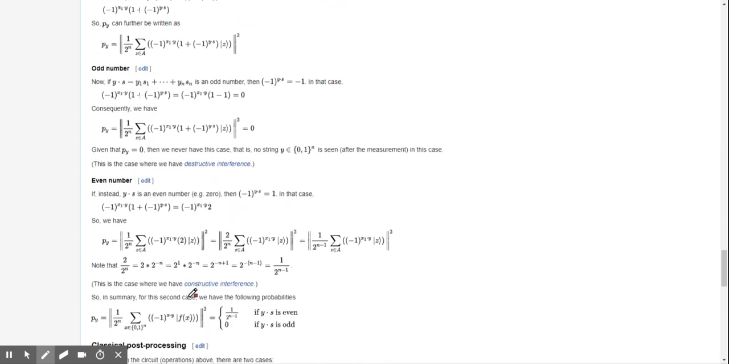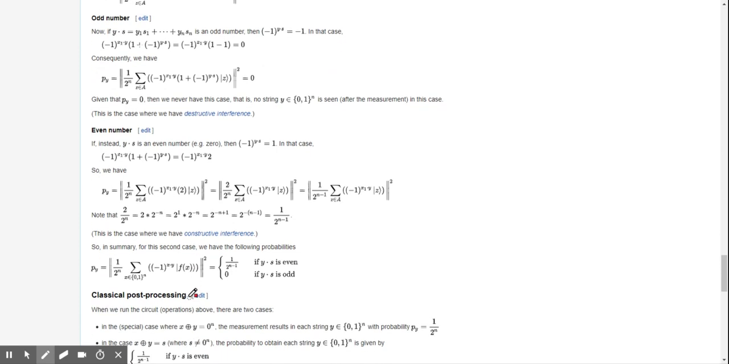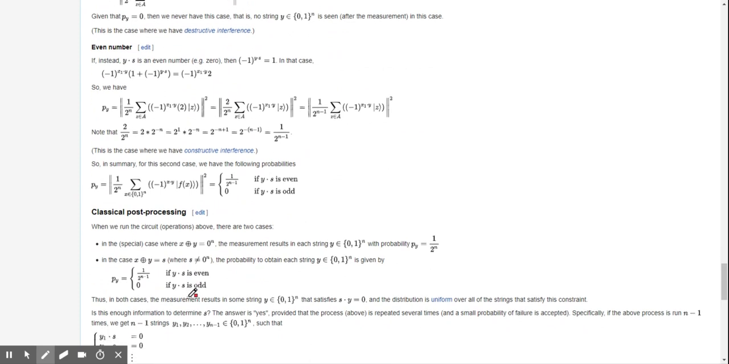I don't really get it. Don't really get where this is coming from. Then this classical post-processing will run the circuit. You have the special case where measuring results in each string with probability.